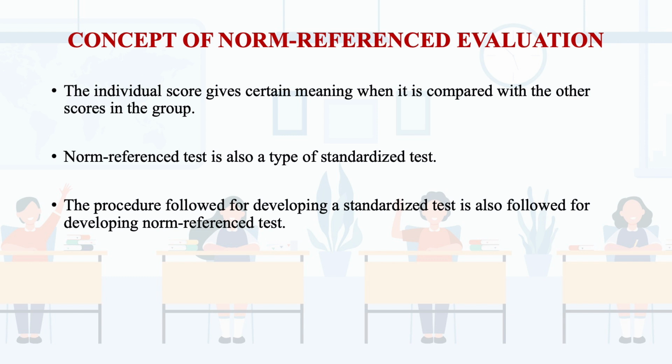So it may be reliability, it may be validity, it may be norm, it may be usability, and it may be objectivity. All such steps are followed in a standardized test. That's why in a norm referenced evaluation, standardized tests are used. And further, the procedure followed for developing a standardized test is also followed for developing the norm referenced test, when marks are evaluated with reference to average.